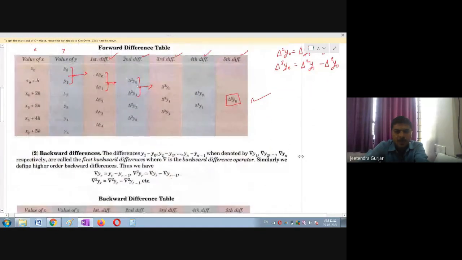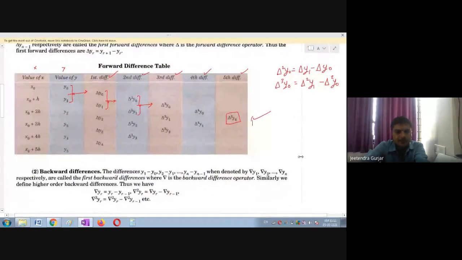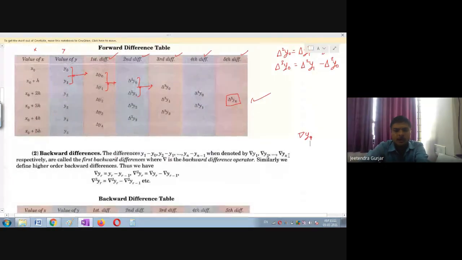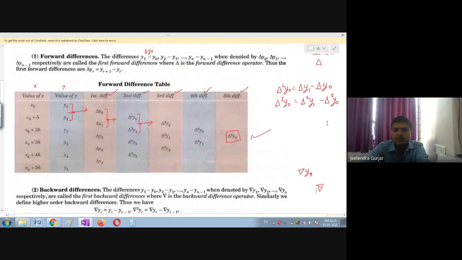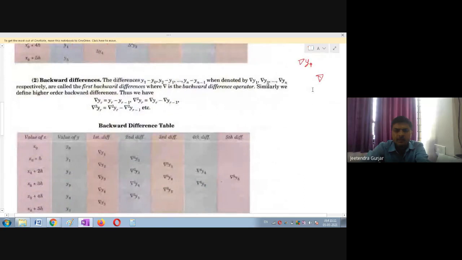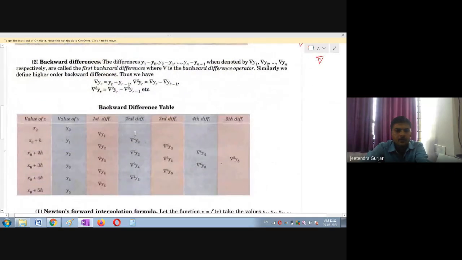Okay, so this is type one. The next type we have is the backward difference, students. Here we again take the differences y1 minus y naught, y2 minus y1, and so on, and we denote it by nabla. Nabla y1 is the first backward difference. So nabla y1, nabla y2, and nabla yn you are going to get here. Respectively we get the first backward differences. Here again, nabla is nothing but our backward difference operator.